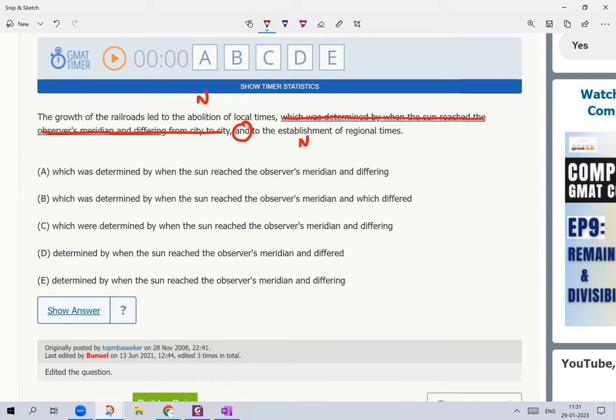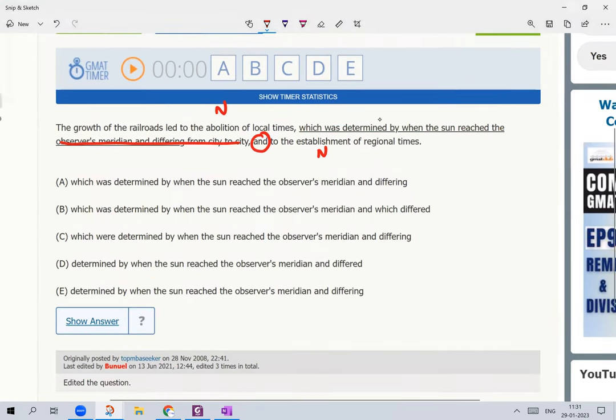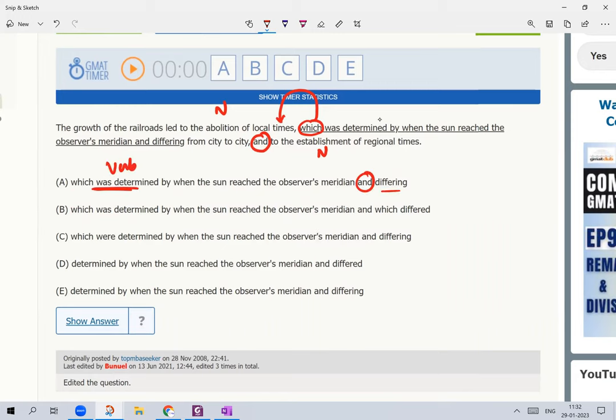But the point is, in sentence correction, you have to write everything right. You cannot say that this is wrong. In sentence correction, everything that you write should make some sense. So now you see here, "the growth which was determined." Absolutely fine. What is "which" going back to? The middle part is doing nothing but referring to local times. Imagine you say "which was": "which" goes back to local times, so local times was determined. This is a verb. And "differing" is not a verb. So it is not parallel.